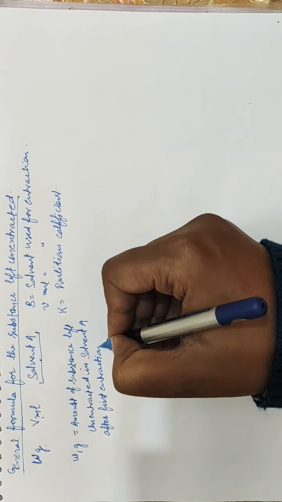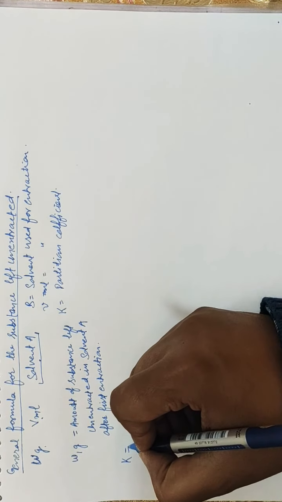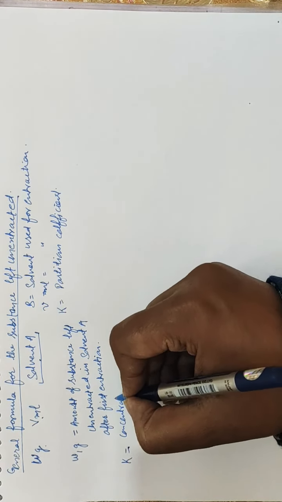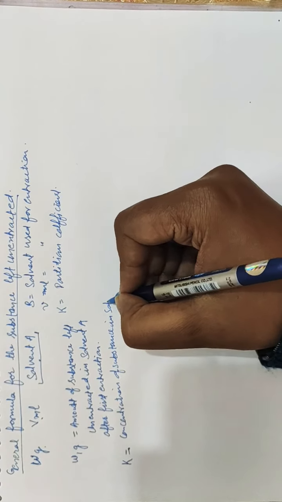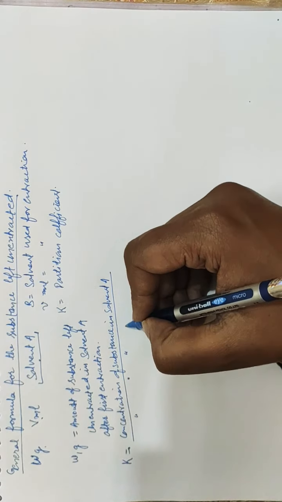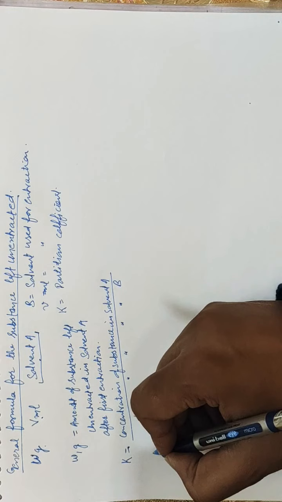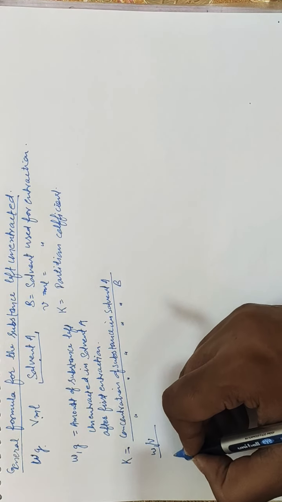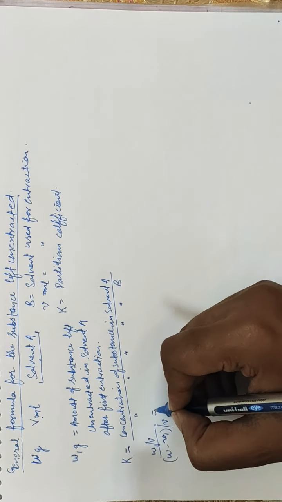So this is a multiple type of extraction. So the distribution coefficient at the first stage is given as: K will be equal to the concentration of substance in original solvent A divided by the concentration of substance in extracting solvent B. So this is a simple ratio, and we will write it as w1 over V divided by (W minus w1) over small v, that is equal to K.